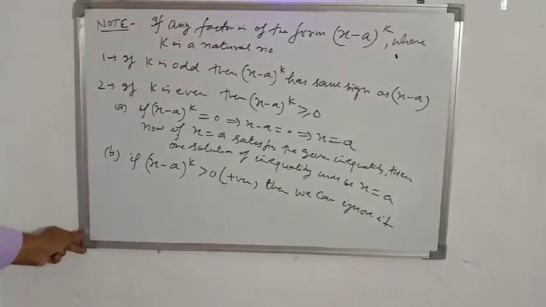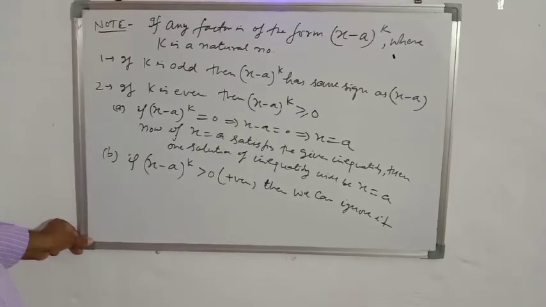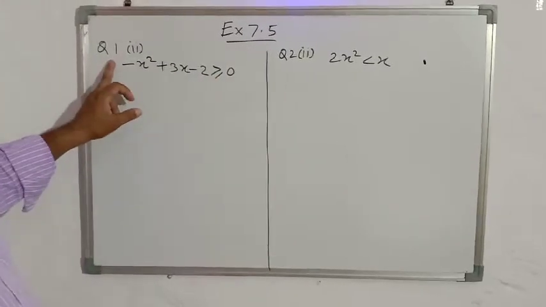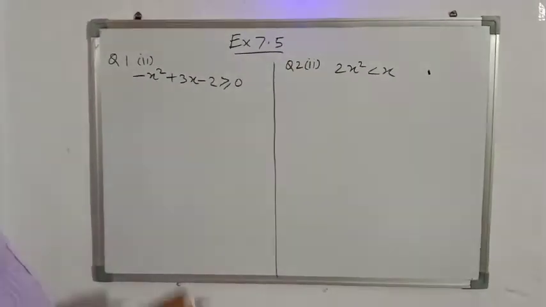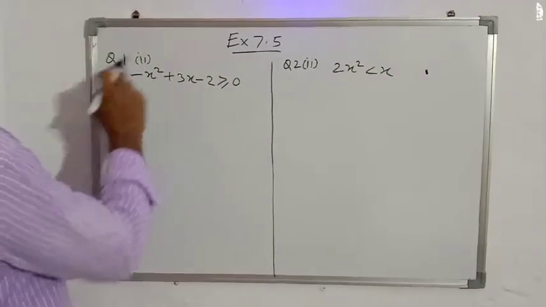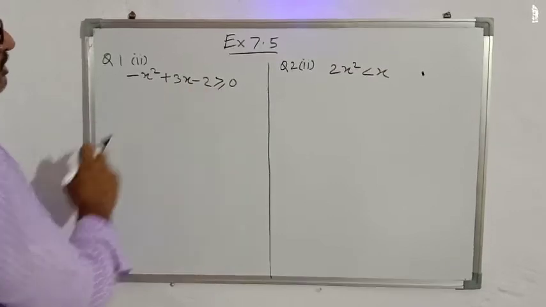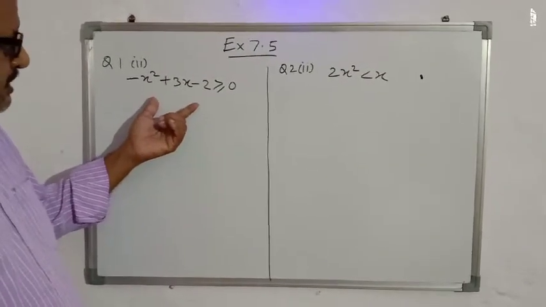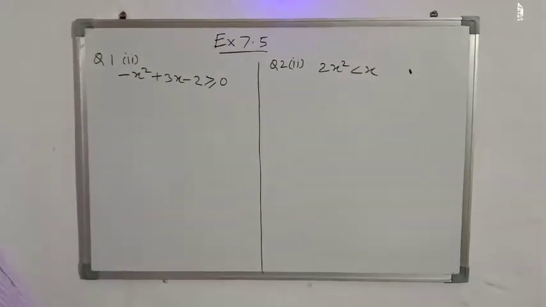Now we will discuss some problems from the exercise to make it more clear. Exercise 7.5, question number 1 second part and question number 2 second part. See, firstly question number 1 second part: minus x square plus 3x minus 2 greater than or equal to 0. We have to solve this quadratic inequation. It is quadratic because the power of x is 2.